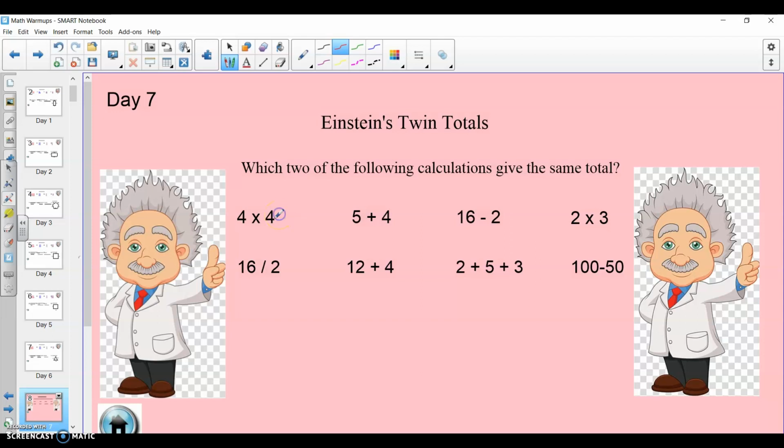What's 4 times 4? 16 over here. 5 plus 4? 16 and 9 match? Nope. 16 minus 2. 14. 2 times 3? Okay. Still no matches. 16, 9, 14, 6. No matches. 16 divided by 2.